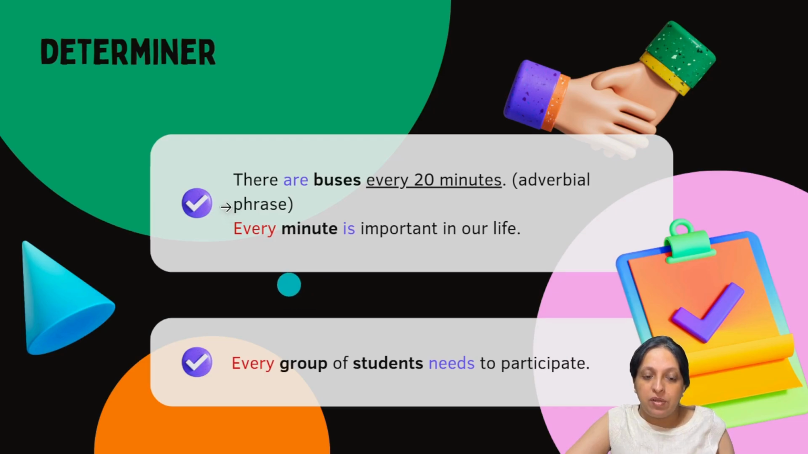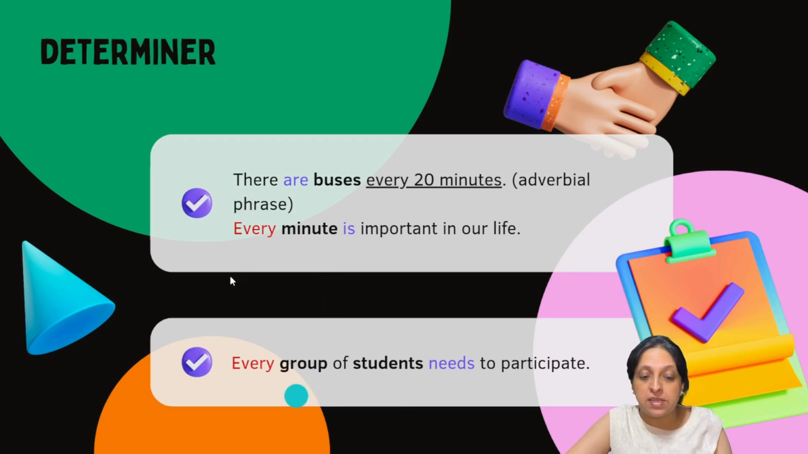For example, every minute is important in our life. When I'm saying every minute, I'm talking about every single minute. Or if I change it, every bus passes through this route. So what do I mean? Every bus. I'm talking about every single bus. And I'm saying every single bus passes through this route. So again, I'm taking a singular verb.